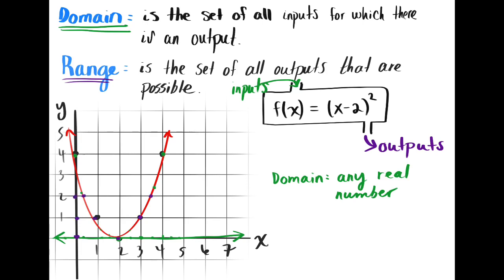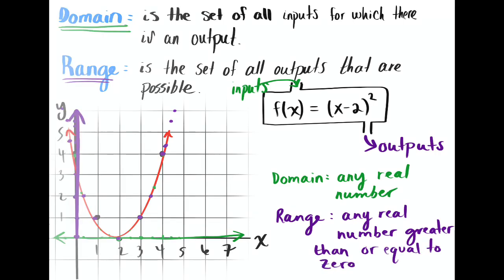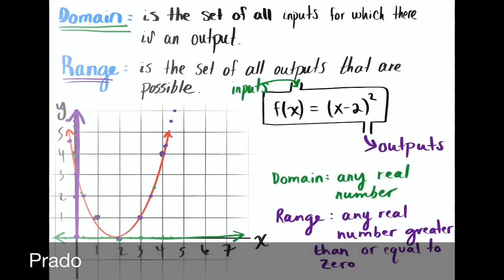Now, if you look at all of the outputs, those are the y values. Those are all the outputs that you get, which if you look up and down, it starts at 0 and it goes up forever. So the range is any real number that's greater than or equal to 0. It's all the outputs of that specific graph.